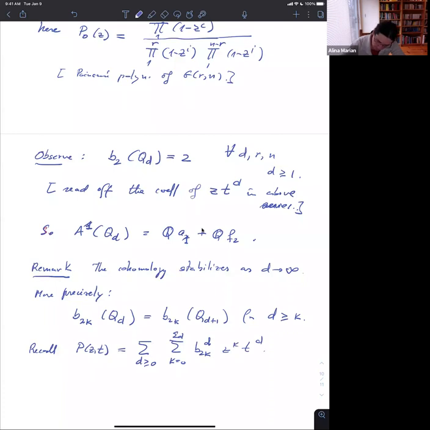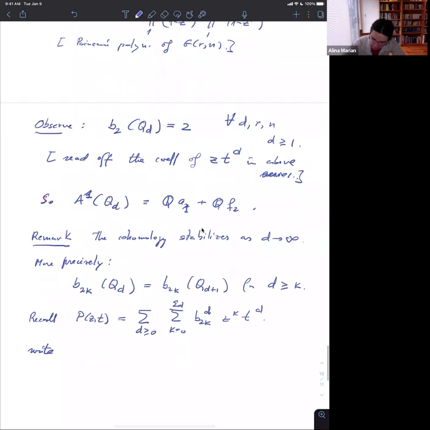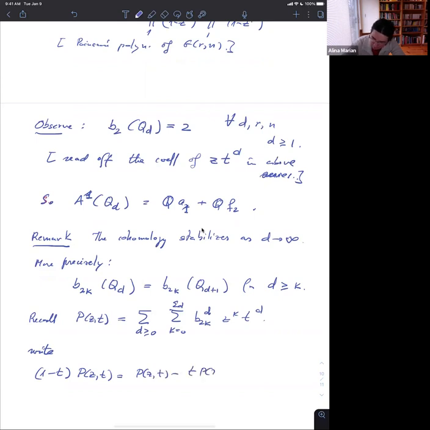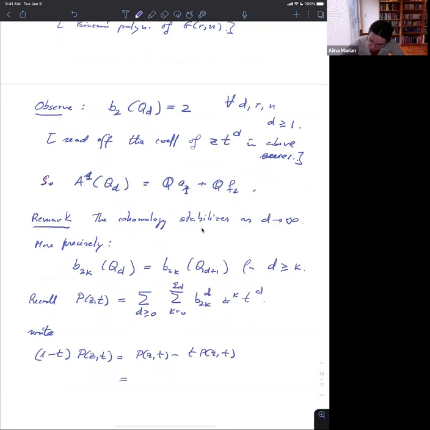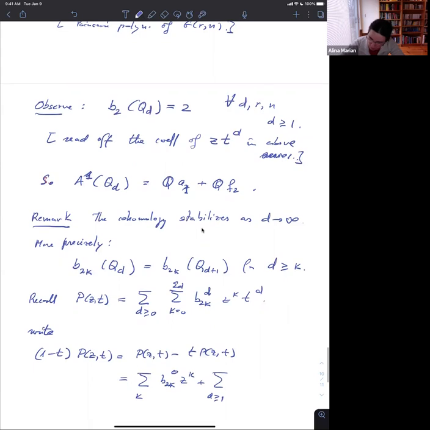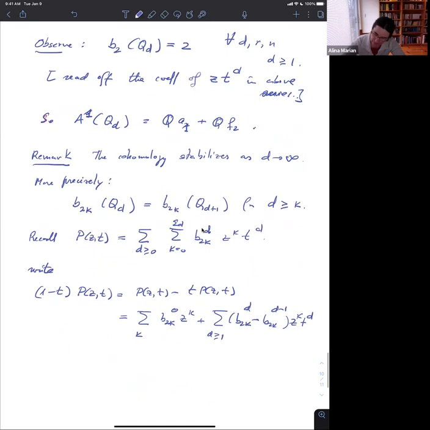Okay, so to notice this stabilization, we write (1 - t) times P_Z(t). So this is P_Z(t) minus t P_Z(t), the full series. There will be some initial part of degree zero, which I write here. And then starting with degree one, I have exactly this difference, which I want to notice is zero: B_{2K}^D minus B_{2K}^{D-1}, times z^K t^D. Okay, so I would like to observe that it's zero.